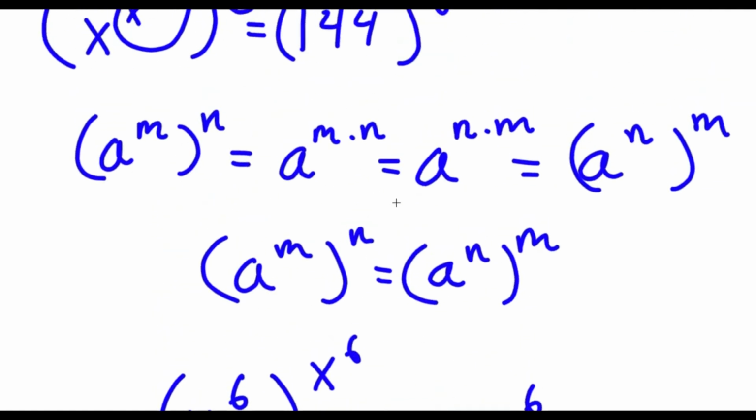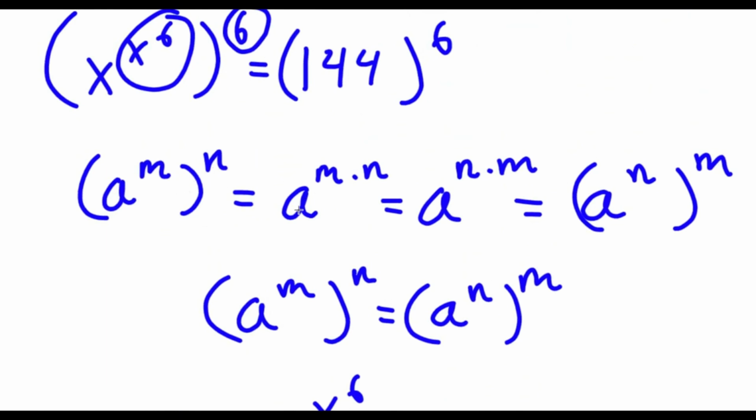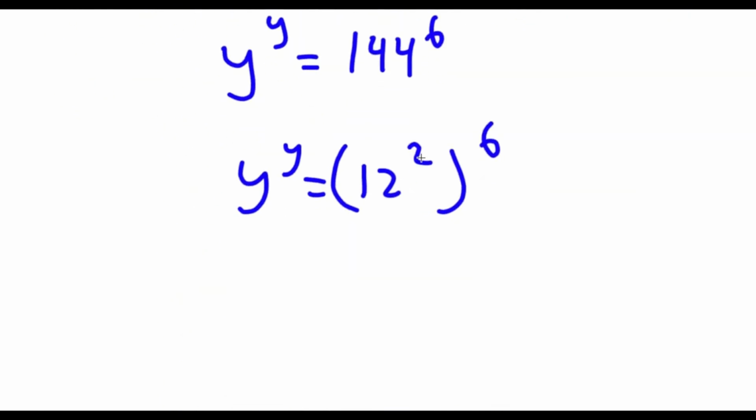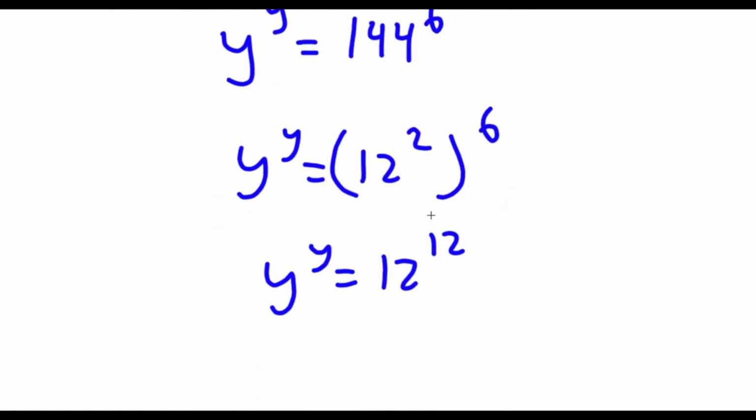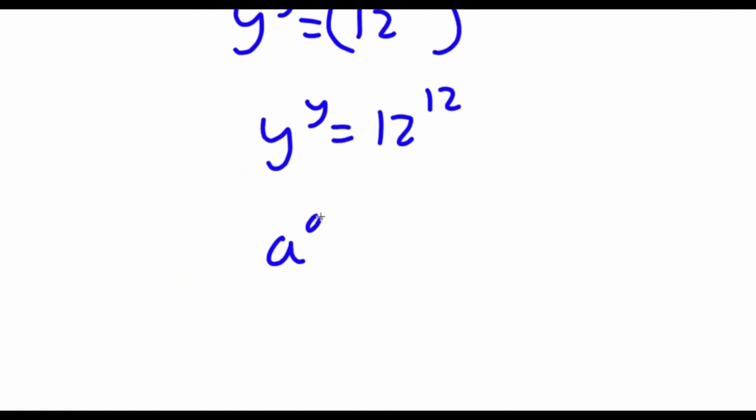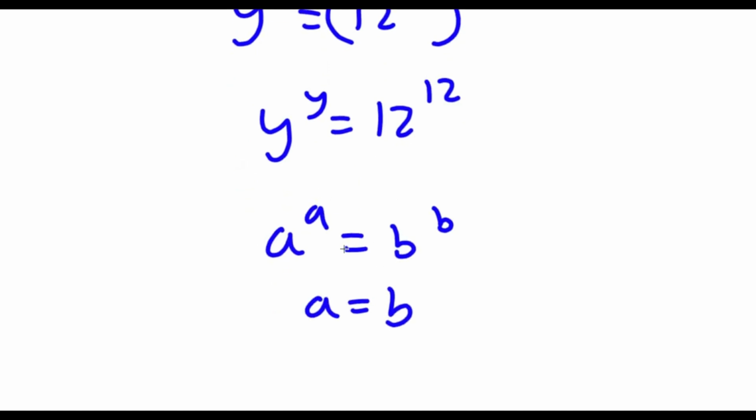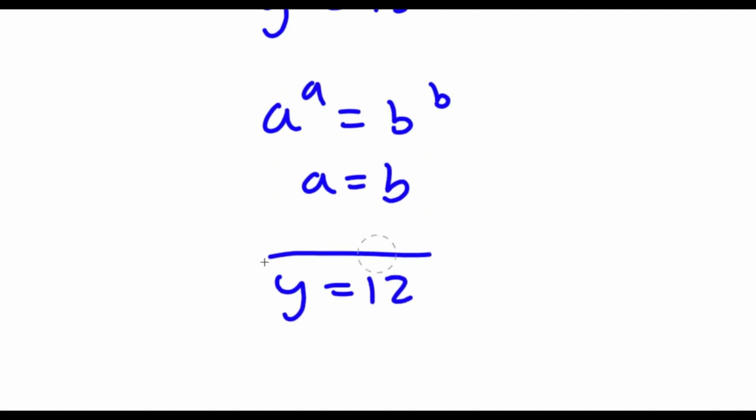And remember, if I have something in the form a to the power of m to the power of n, this is equal to a to the power of m times n. So 2 times 6 is 12, so I have y to the power of y is equal to 12 to the power of 12. Now if I have something in the form a to the power of a is equal to b to the power of b, this means that a is equal to b. So in this case, y is equal to 12.